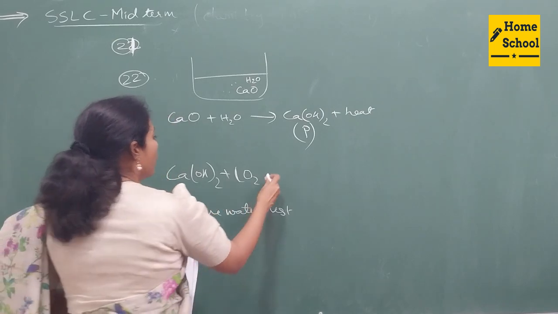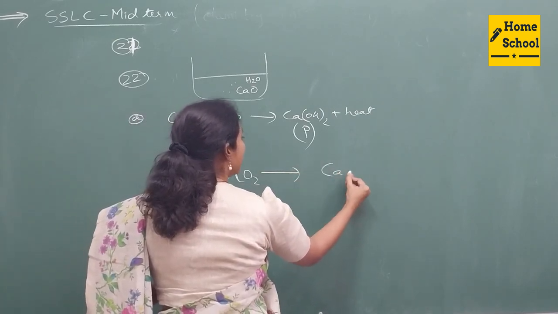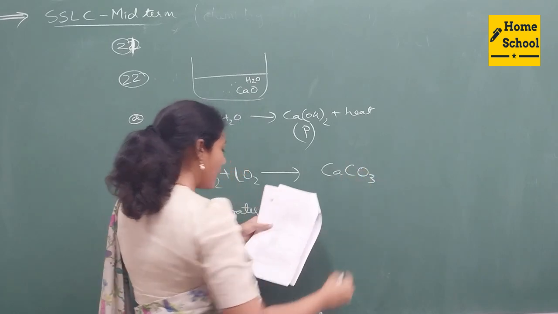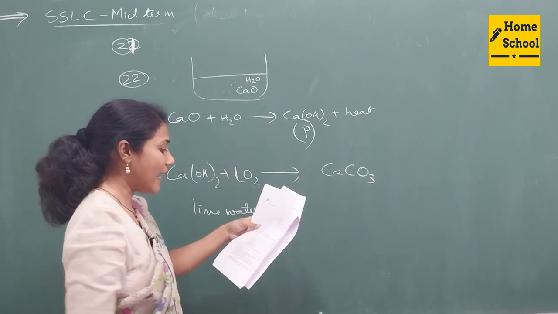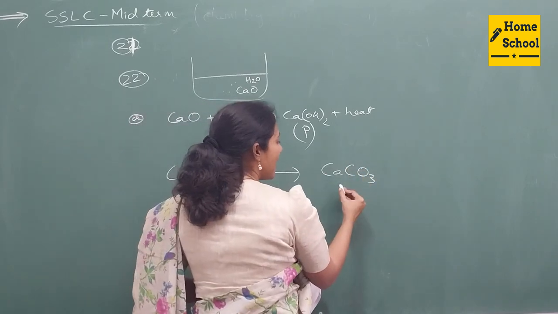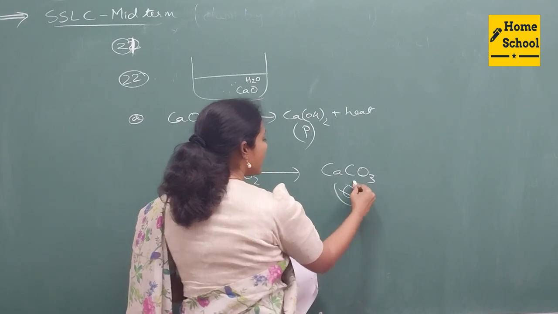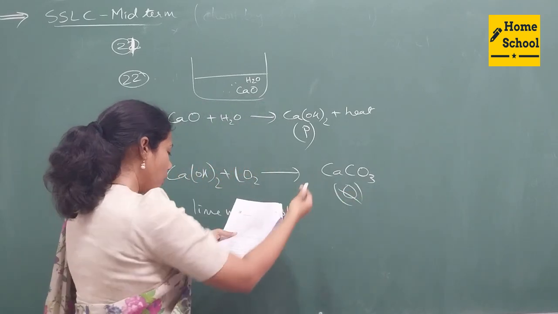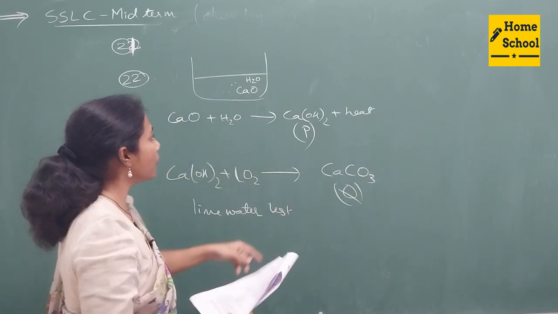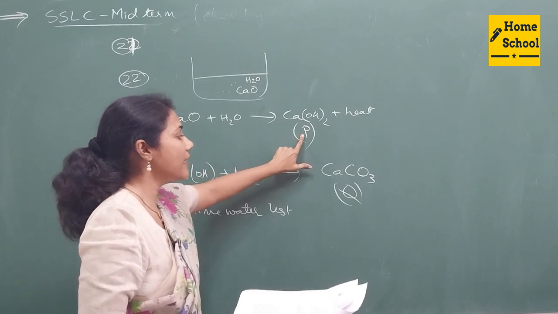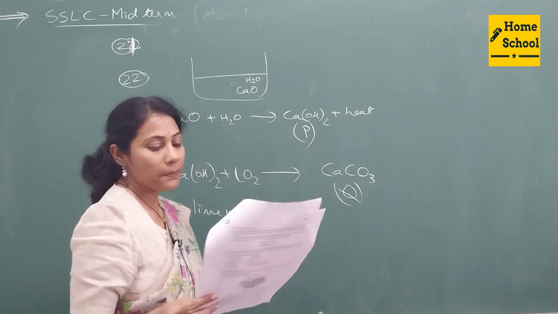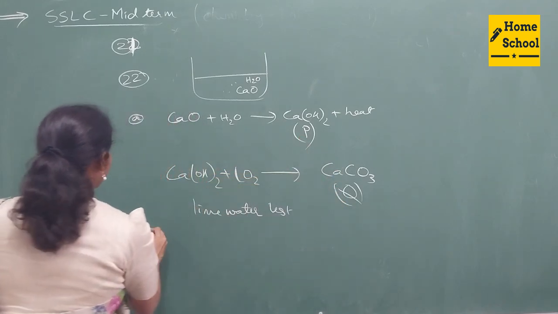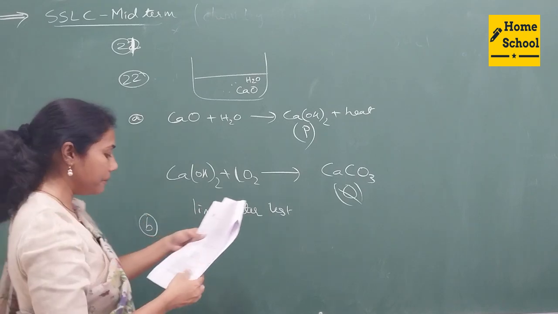So what do you get? A milky white precipitate. Calcium carbonate is formed, isn't it? This is a salt, a basic salt. So this is your Q, which they are asking about. Name P and Q. P is calcium hydroxide. Q is calcium carbonate. Over.